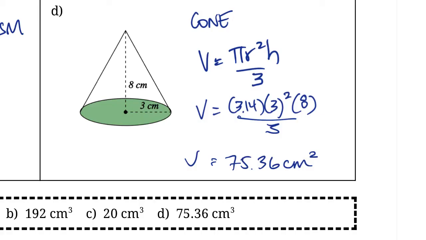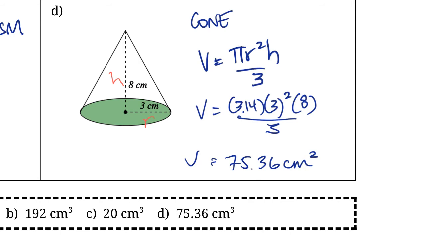And this last one is a cone. So the formula has pi r squared h divided by 3. So remember, pi is 3.14. Then we have to be careful to square our radius. And our radius here was 3, right? That's our radius. And this is our height. So make sure to do that, and then times 8, and then divided by 3.